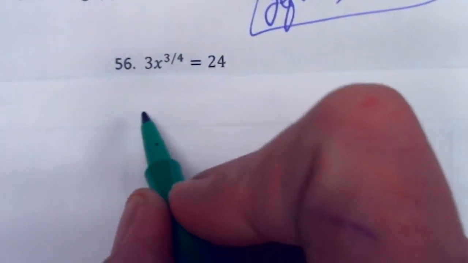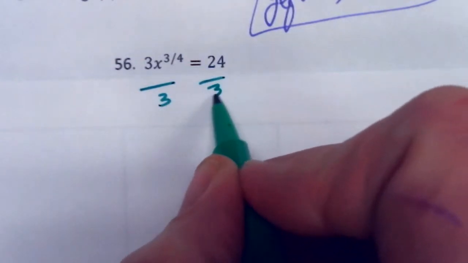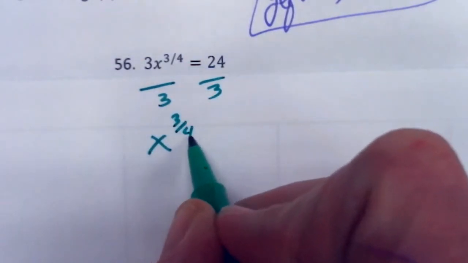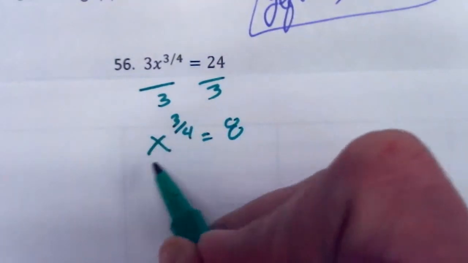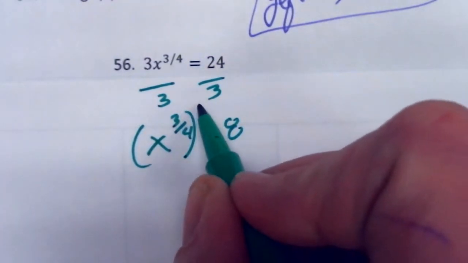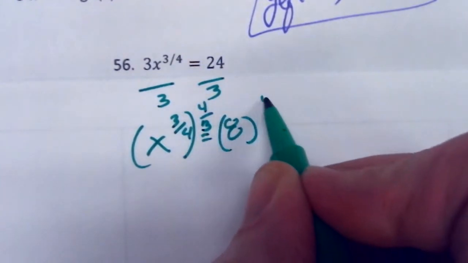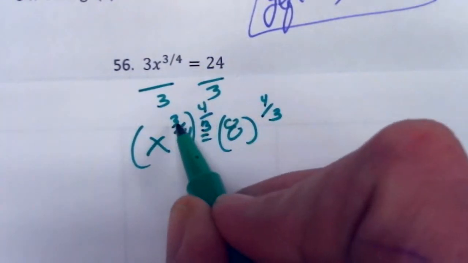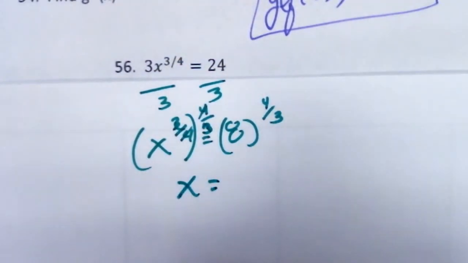Okay, number 56. We need to get the x all by itself, so we'll divide everything by 3 to start with. So x to the 3/4 power equals, well, 24 divided by 3 is 8. To get our 3/4 power, we're going to multiply, or take each side to the 4/3 power, because 3/4 times 4/3 cancels, and it just gives you x to the first power.